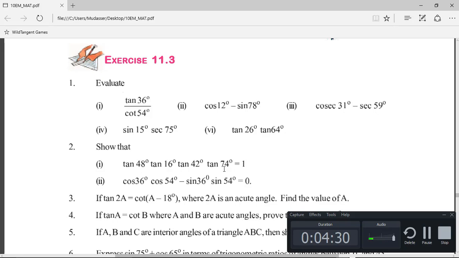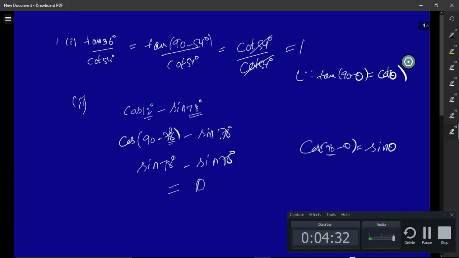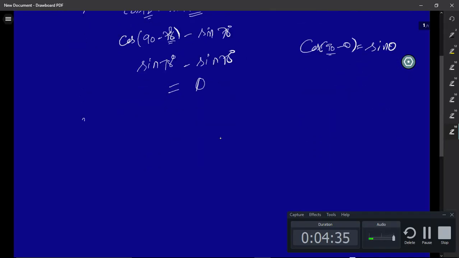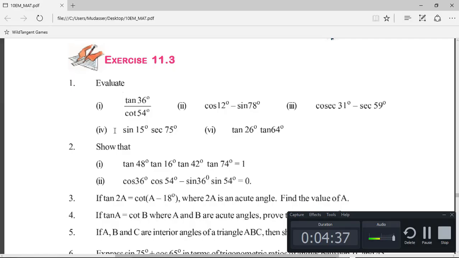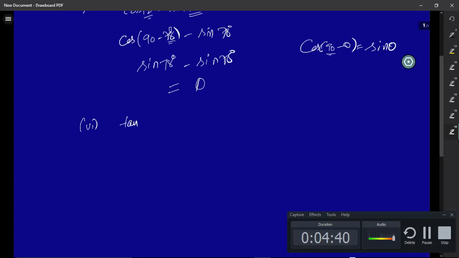Now let me go ahead and work on, let's say, the 6th bit. I believe every other bit you can do on your own. The 6th bit here says tan 26 degree tan 64 degree. I can make this 64 so that both become 64, or I can make this 26. Let me just convert the first one here. 26 degree I can write as 90 minus 64. If we subtract 64 from 90, we obviously will get 26.